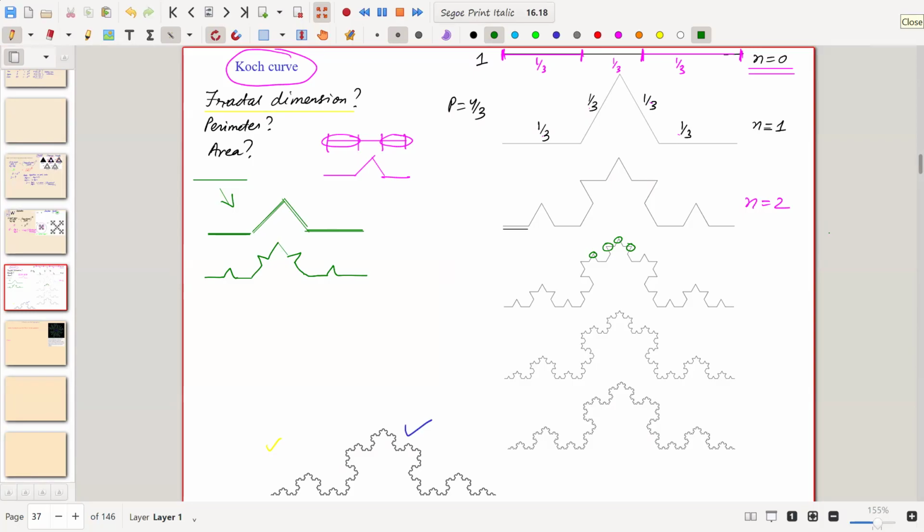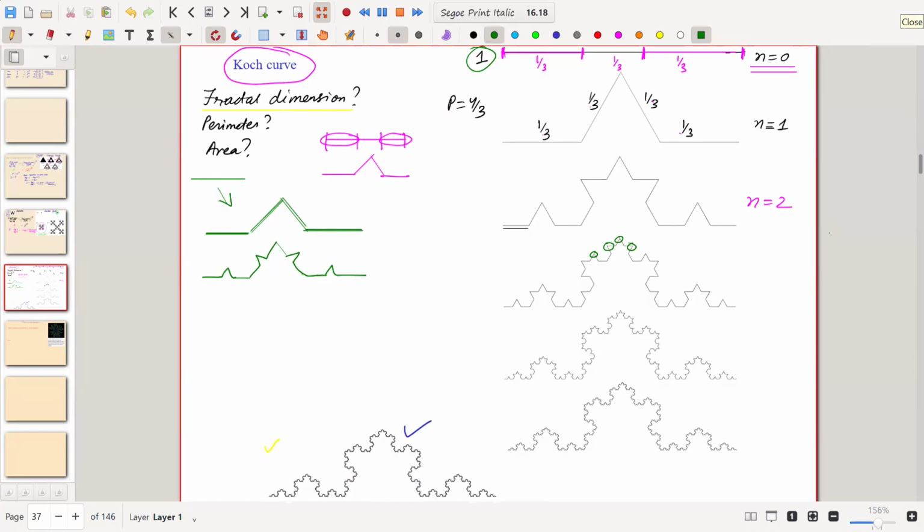But the moment you do this, a very nice idea comes up. Before you compute the dimension, what is the perimeter in the first step? Perimeter is 1, I mean the length is 1. What is the perimeter in the second step? n is equal to 1. You see the length is 1 by 3, 1 by 3, 1 by 3, 1 by 3. So it is 4 by 3. Now let us go to n equal to 2.